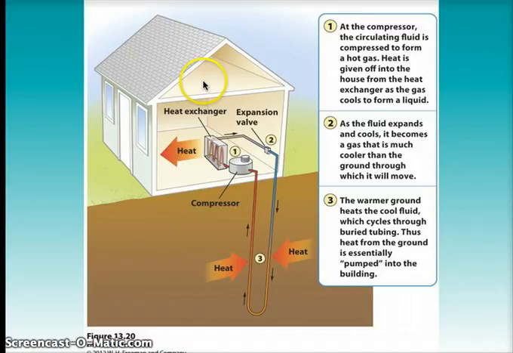And the fluid's going to, moving into number two, the fluid will expand as it cools, and so it'll head back down into the ground. And then once the fluid's back into the ground, it'll be warmed again, and then pumped back up to the compressor again. So again, this could be used in the winter time to heat the house. A similar process can also be used in the summertime to cool a house.